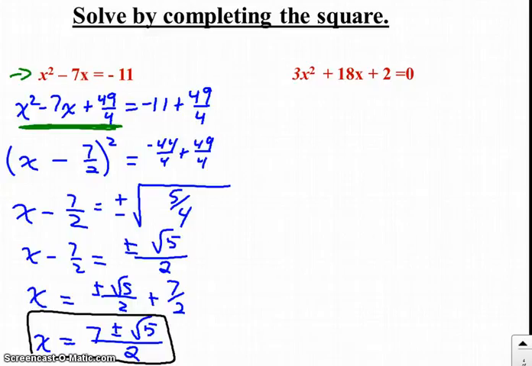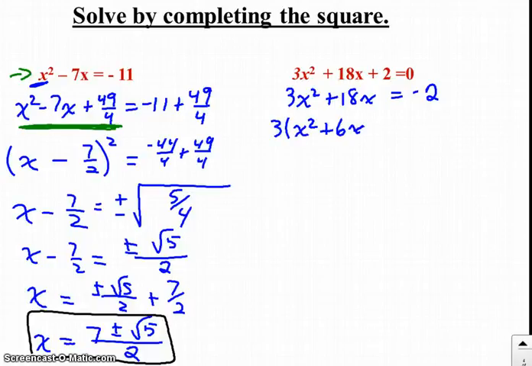The next one here, let's isolate the variables on the left side, 3x squared plus 18x, subtracting 2 from both sides of this equation. Note, in our first one, we had a coefficient of 1 in front of the x squared term. We need that again. So I'm going to factor out the 3. That leaves x squared, add 6x.